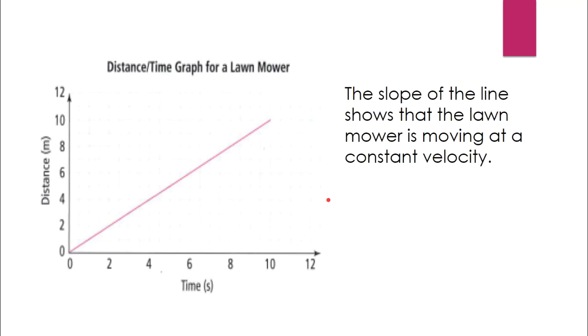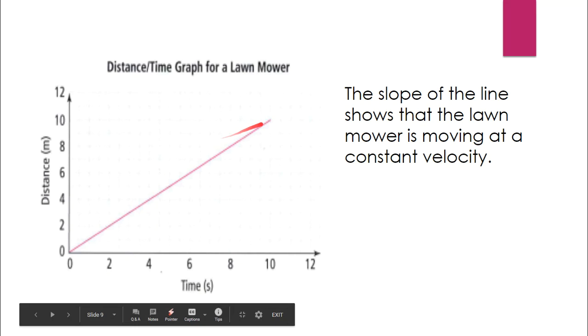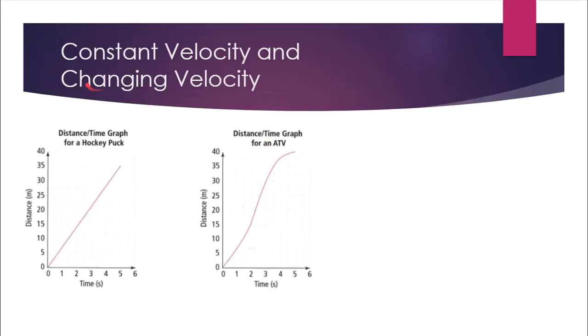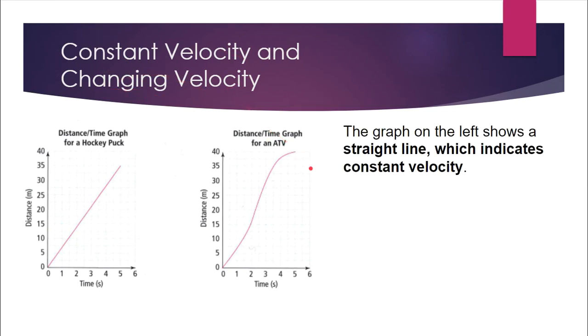The slope of the line is this right here. The slope of the line shows that the lawnmower is moving at a constant velocity. It's the same velocity the entire time. That's what that means. It's a constant velocity. Now we're going to talk about constant velocities and changing velocities.